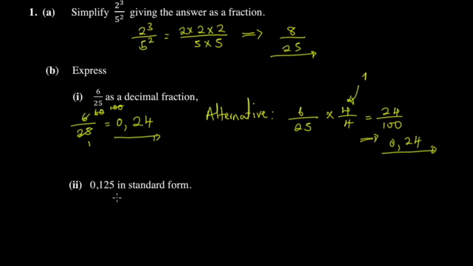This one says express in standard form. So just to recap, standard form is this form: a times 10 to the power n, where a is a number greater than 1 but less than 10. So it can be 1, it can be 1 point something, but it cannot be 10. It can be slightly less, it can be 9.99999, that's acceptable, but it's never 10. Okay, so n is an integer.